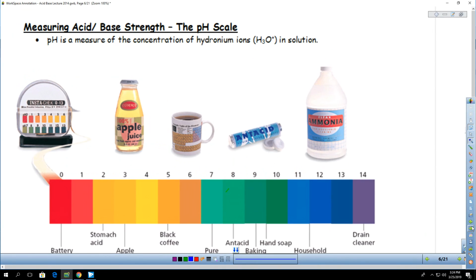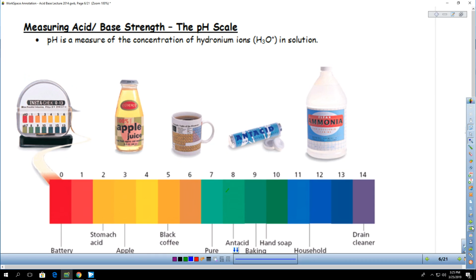Now that we know what an acid and a base is, it's time to start measuring the pH of an acid or a base. Now, there's one thing that's going to drive me absolutely bonkers, and I hear science teachers misspeak about this all the time. pH is a measure of the concentration of hydrogen or hydronium in a solution.